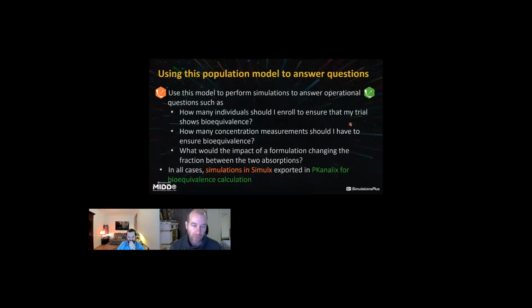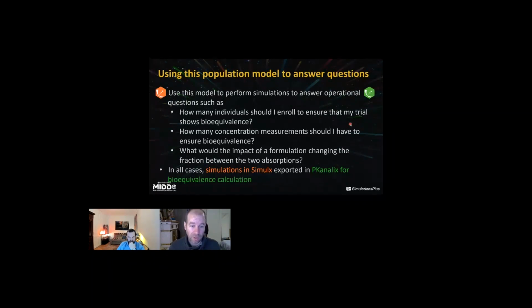The first one that we're going to ask is, how many people should I enroll in my clinical trial to ensure that my trial shows bioequivalence? If I have 2 individuals, I have guaranteed that there is no bioequivalence, but that's going to be very cheap. If I put 1,000, that's going to be very expensive, and we're going to be sure that it's going to be bioequivalent. Where is the trade-off between that and the impact of the formulation is something that we'll be able to see.